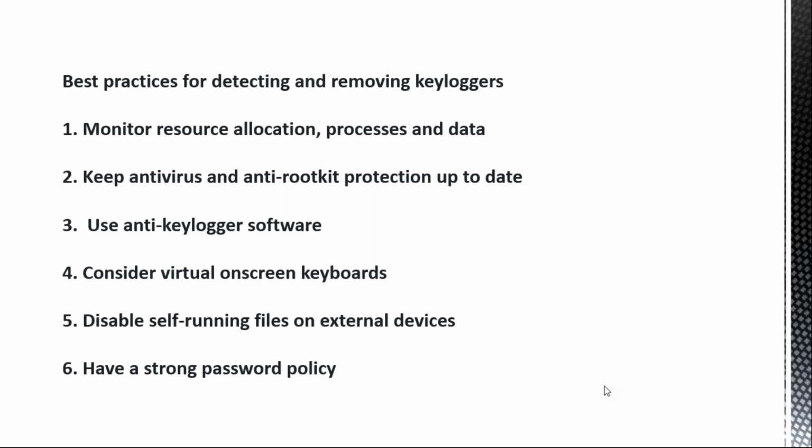Usually, root access to the machine is a sign of a keylogger infection, so you need to keep track of it. The second thing is to keep antivirus and anti-rootkit protection up to date. Keyloggers often come bundled with other forms of malware. They will have some malware code, right? So discovering keylogger malware might be an indicator of a wider attack or infection. So you need to keep your antivirus and anti-rootkit updated.